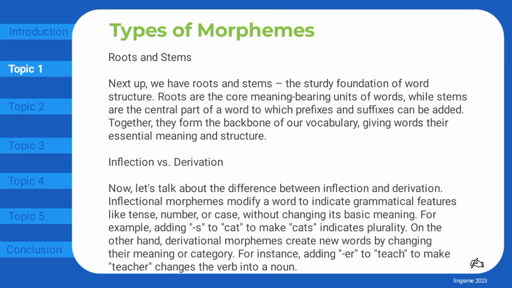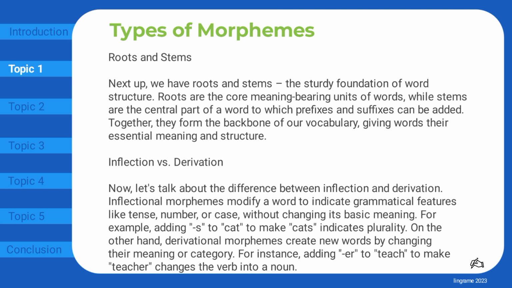Roots and stems. Next up, we have roots and stems, the sturdy foundation of word structure. Roots are the core meaning-bearing units of words, while stems are the central part of a word to which prefixes and suffixes can be added. Together, they form the backbone of our vocabulary, giving words their essential meaning and structure.